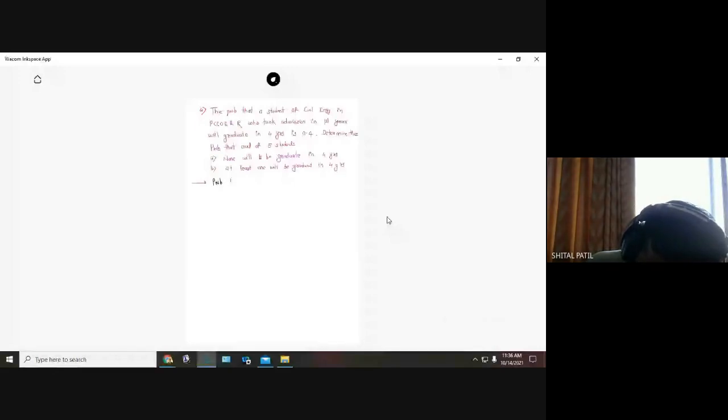Probability that a student, then I'm not writing the remaining things. A student of civil engineering in PCCOER who took admission in first year. I'm leaving that part. Probability that a student will graduate in 4 years is P equal to 0.4. So Q equal to 1 minus P, so 0.6.